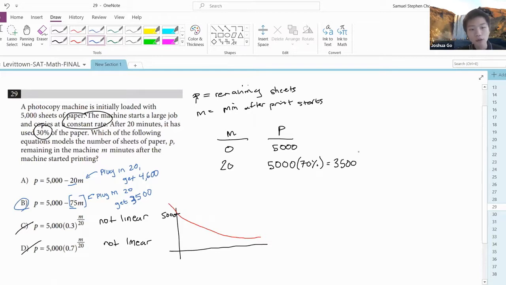And really, if you're not convinced about answer choices C and D, you can also plug in values in the same manner. Let's set minutes to 40, so double the time. Yep, let me write it here, 40. And by following the trend, we know that the machine would use up another 1,500 sheets of paper, leaving us with 2,000 remaining.